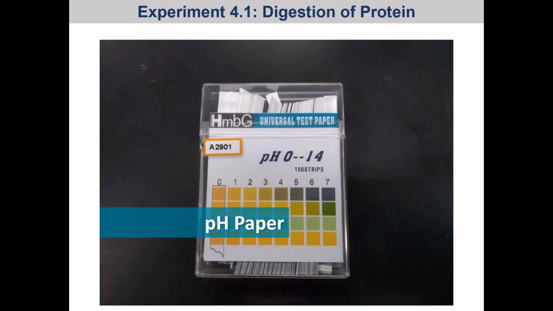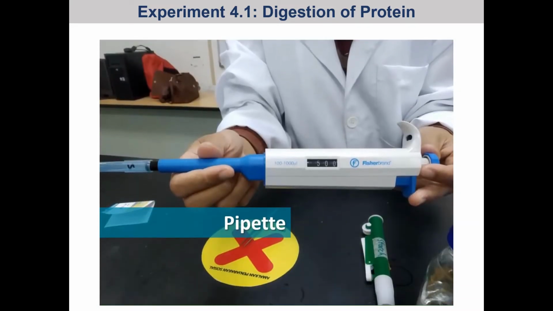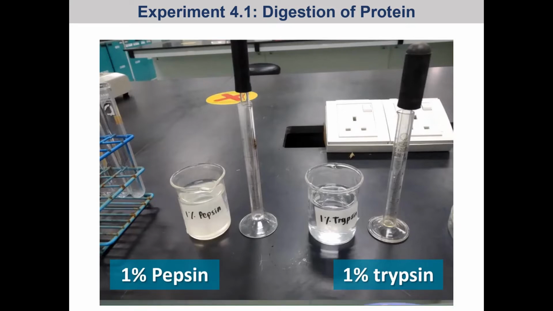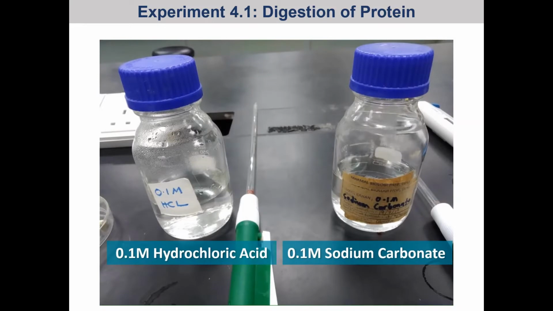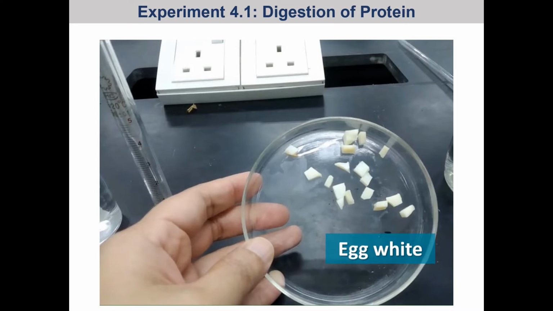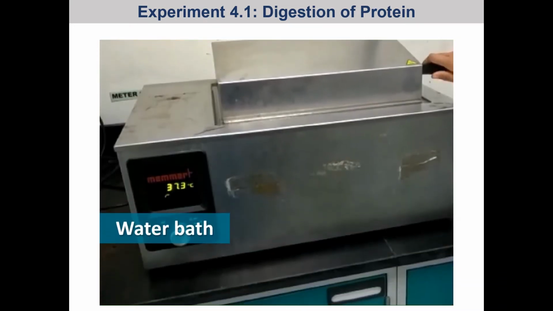pH paper, pipette, 1% pepsin and 1% trypsin with measuring cylinder and dropper, 0.1 molar hydrochloric acid and 0.1 molar sodium carbonate, egg white, and water bath that has been set at 37 degrees Celsius.